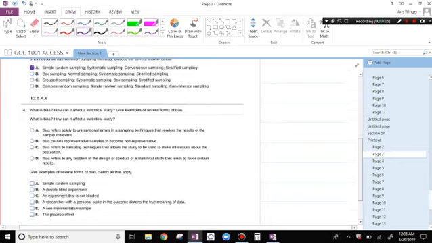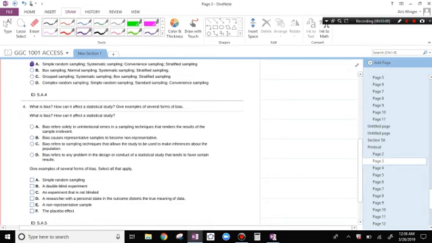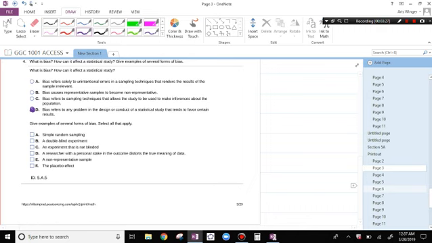What is bias? How can it affect a statistical study? Give examples of several forms of bias. What is bias and how can it affect a statistical study? Bias refers to any problem in the design or conduct of a statistical study that tends to favor certain results. Here are some examples of bias.